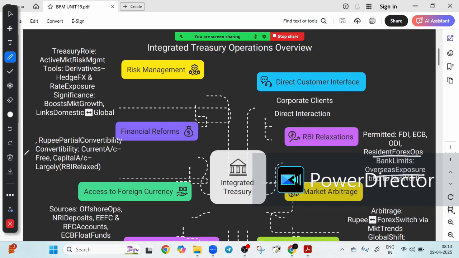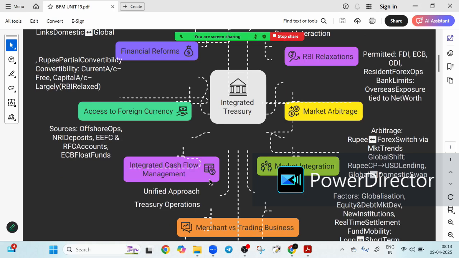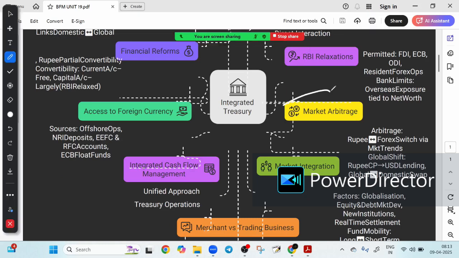So obviously overseas exposure is allowed by it, but there is a limit which is tied to the bank net worth. If we look at the market arbitrage on the right side, as you can see, what about the market arbitrage? Let's discuss it. This is where a strategy meets opportunity. In market arbitrage, what happens? Your strategy meets your opportunity, right?